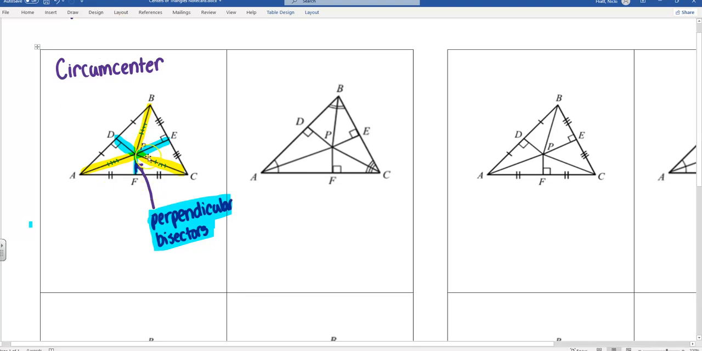So the little blue lines are your perpendicular bisectors. They are perpendicular to the sides, and they cut the side in half. So the three blue lines that I have there are perpendicular bisectors. The other lines that I have highlighted are equal to each other. Your perpendicular bisectors are not necessarily going to be equal to each other. In fact, most cases will not be.